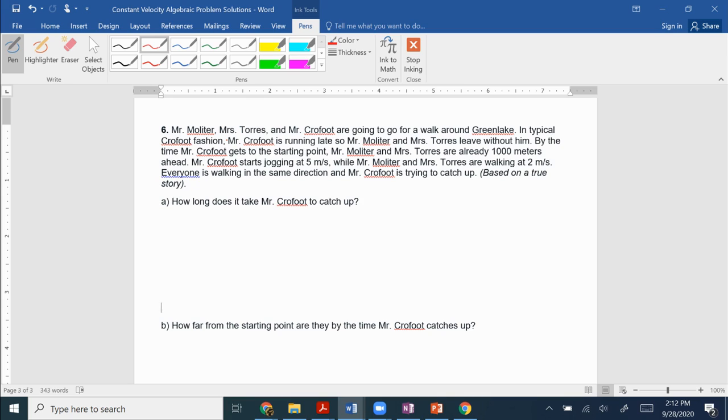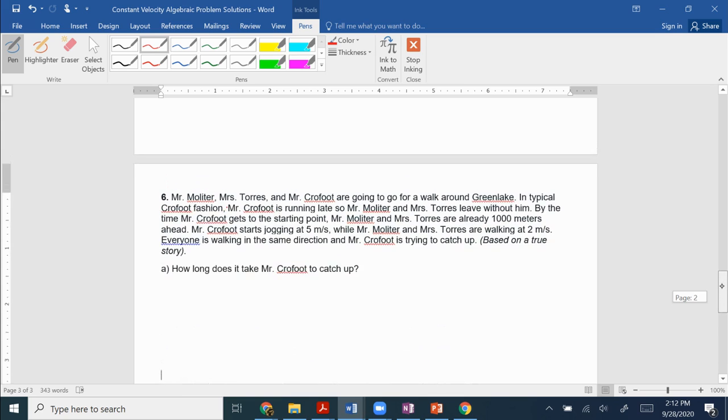By the time Mr. Crowfoot gets to the starting point, Mr. Molitor and Ms. Torres are already 1,000 meters ahead. Mr. Crowfoot starts jogging at 5 meters per second, while Mr. Molitor and Ms. Torres are walking at 2 meters per second. Everyone is walking in the same direction.